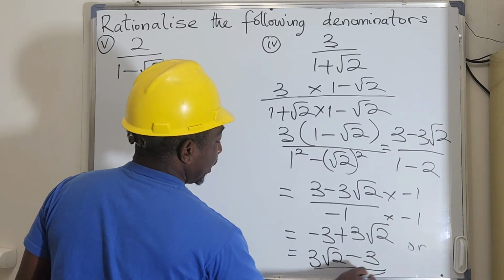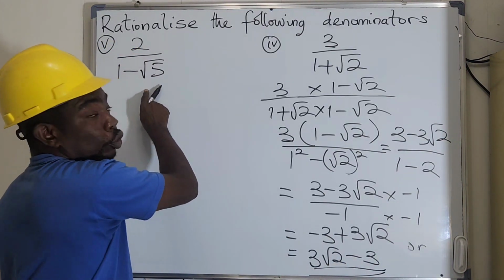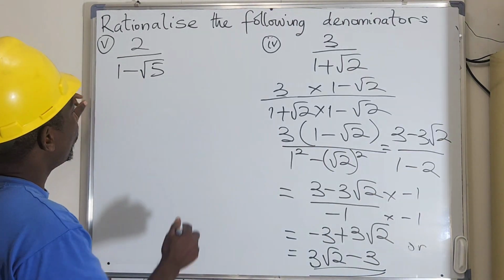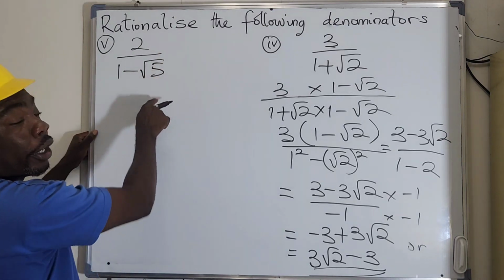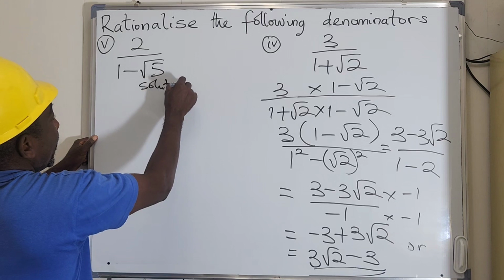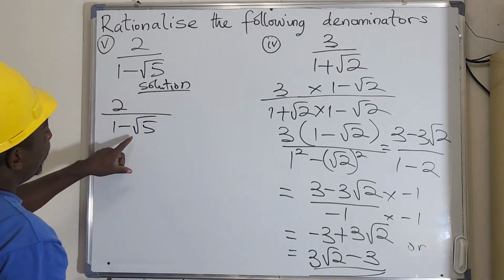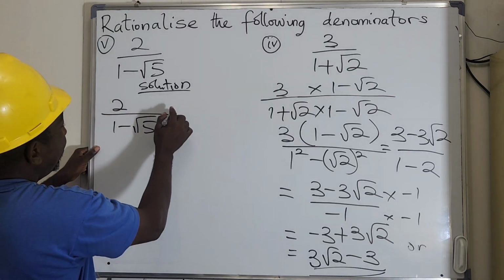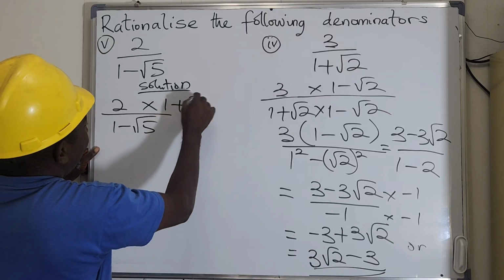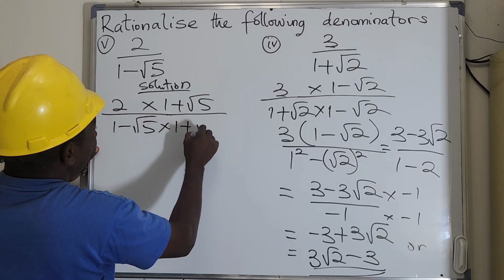So the next one is number 5. We have 2 all over 1 minus root 5. For us to rationalize this, we have to multiply by the conjugate of the denominator, as we said. So we have the solution. We are going to have 2 all over 1 minus root 5. Multiplying by its conjugate will be times 1 plus root 5.